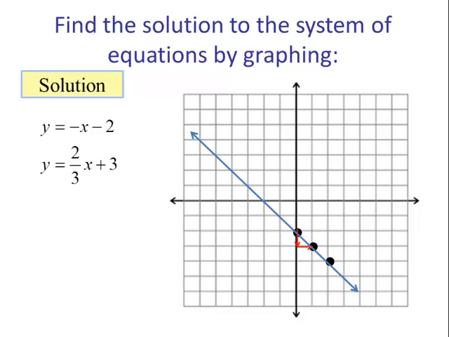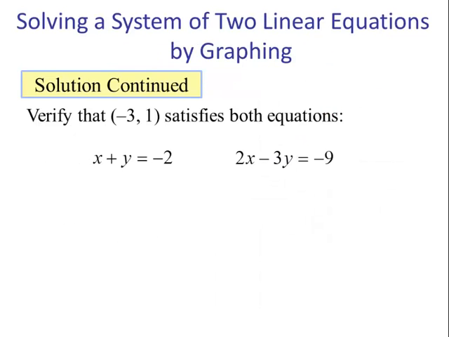For the second line, the y-intercept is 3. So we go to 3 on the y-axis, put a dot. The slope is a positive 2/3, so that means we rise 2, run a positive 3, put a dot. Or we could go down 2, which is negative, and to the left 3, which is negative, and negative over negative is positive. Put a dot, connect the points, and we see that the solution to the system is the point -3, 1.